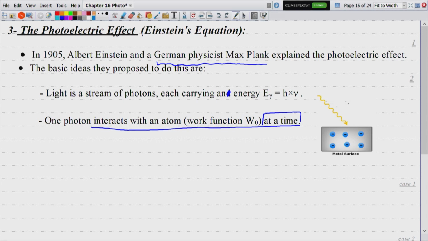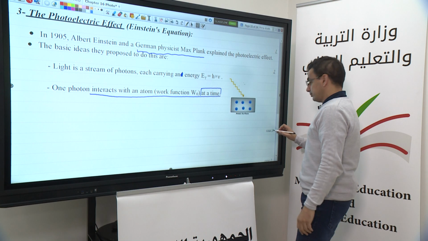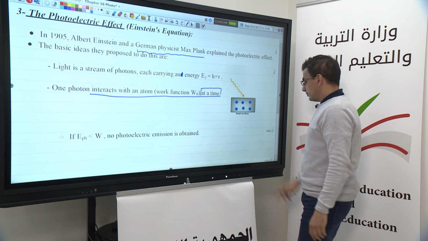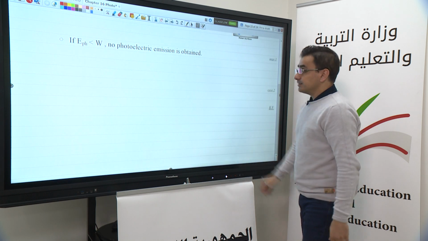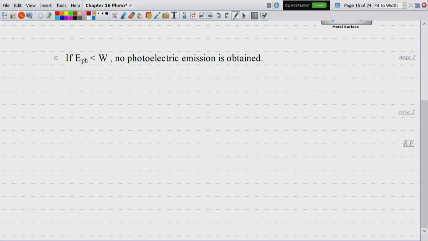Now, once this photon reaches the surface of the metal, two cases can be distinguished. The first case is if the energy of the photon is less than the work function, no photo emission will happen. So it reaches here, nothing happens concerning electron emission. Will anything else happen? It's not our subject now.